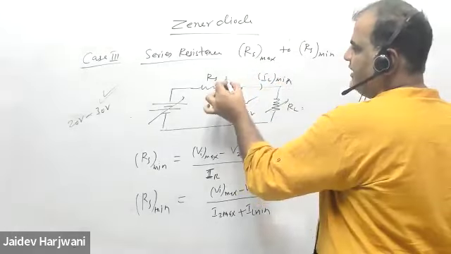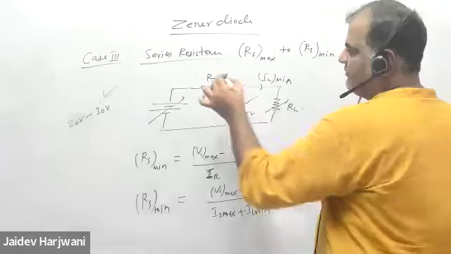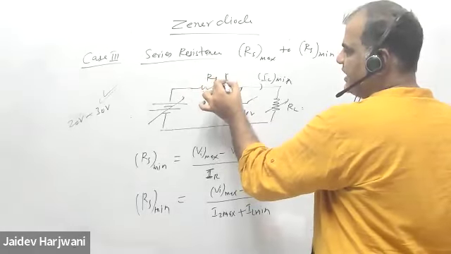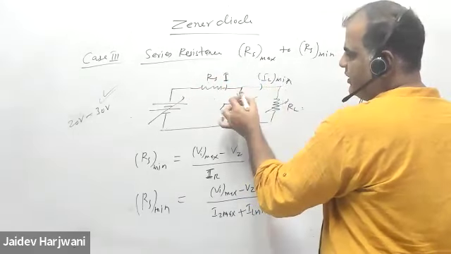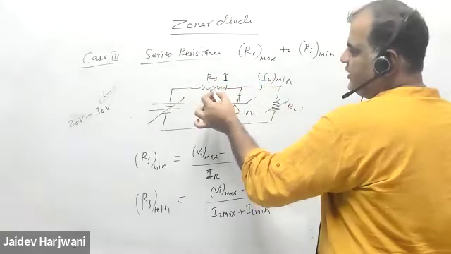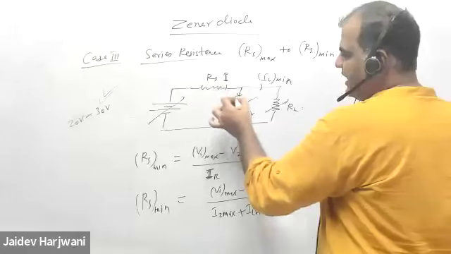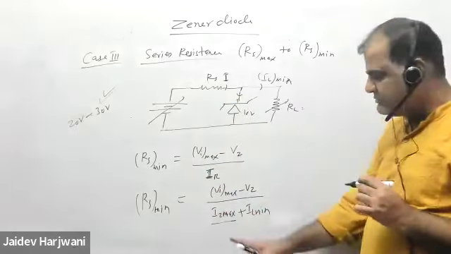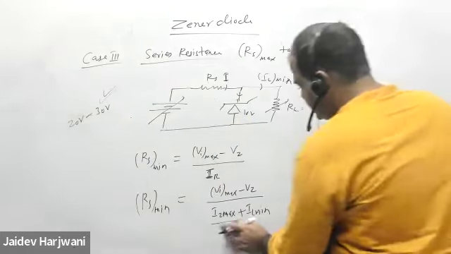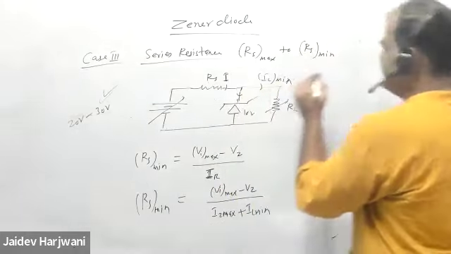Now here this I depends only on this RS. If I keep on decreasing R, this I will keep on increasing. This becomes fixed now because the resistance is fixed, so only IZ is increasing. So I can reduce R such that my IZ should not go beyond IZ max. Maximum I can go up to here.